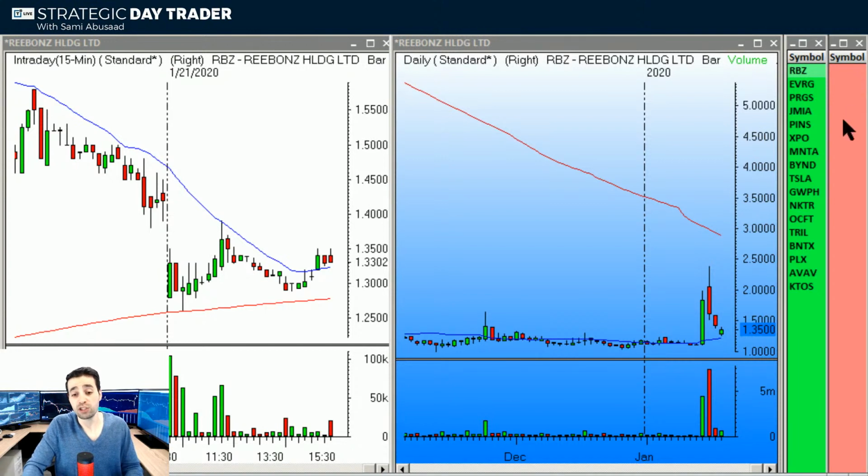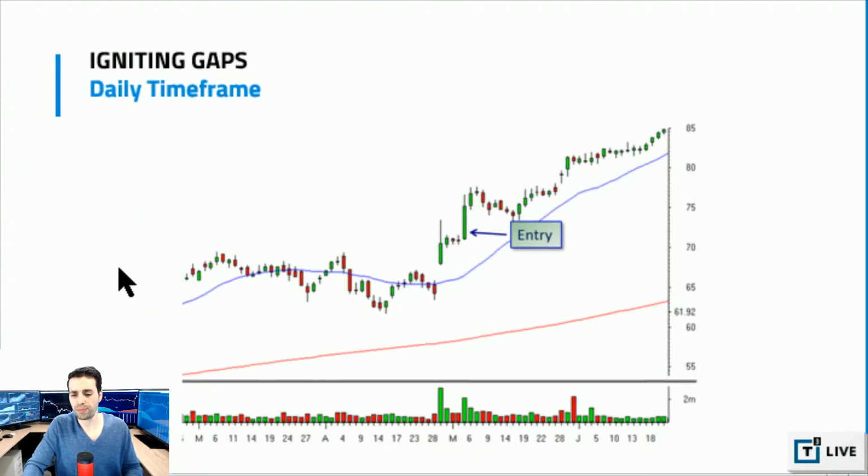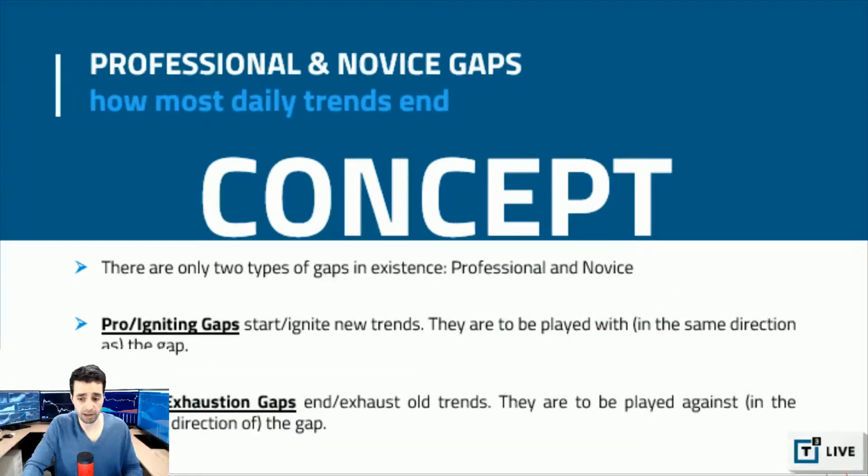Okay, what else? Now on the weekend I did this video about how to swing trade off of gaps. So here's what I did. Here it is. I said there are two types of gaps. If the gap is pro, then I want to look to play it long. If the gap is novice, then I want to look for swing patterns to play against the gap: if it's a gap down, to play it long, if it's a gap up, to play it short.